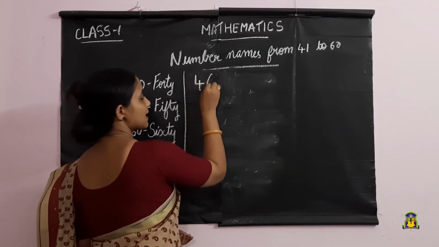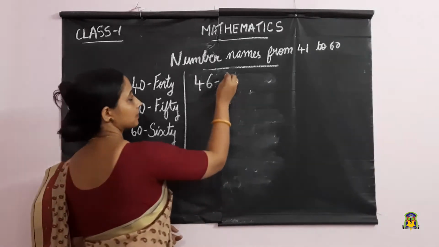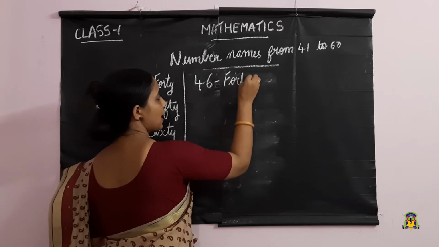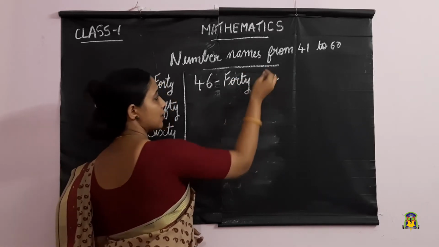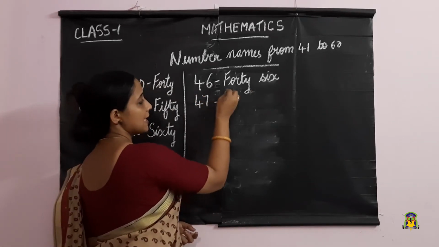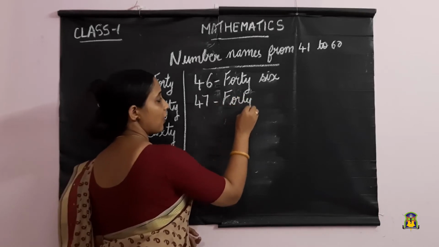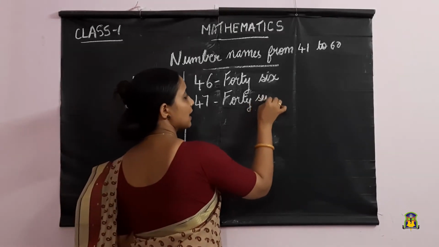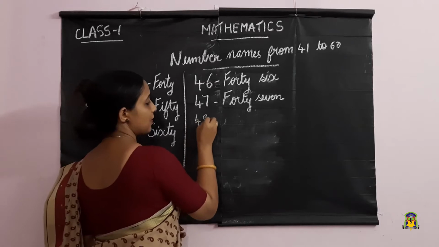40 and 6 makes 46. 4, 6, 46. F-O-R-T-Y, 40. S-I-X, 6, 46. And after 46, it is 47. F-O-R-T-Y, 40. And what is the spelling for 7? S-E-V-E-N, 47.